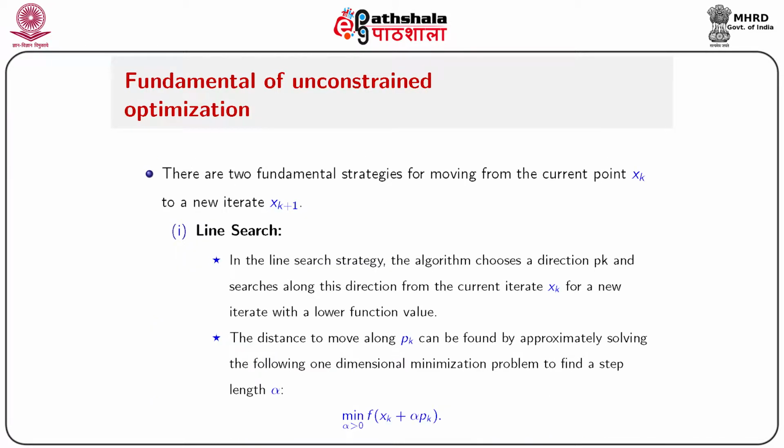There are two fundamental strategies for moving from the current point xk to a new iterate xk plus 1. The first one is the line search. In the line search strategy, the algorithm chooses a direction pk and then searches along this direction from the current iterate xk for a new iterate with a lower function value. The distance to move along pk can be found by approximately solving the following one-dimensional minimization problem to find a step length alpha: minimum of f(xk plus alpha pk), where alpha is greater than 0.